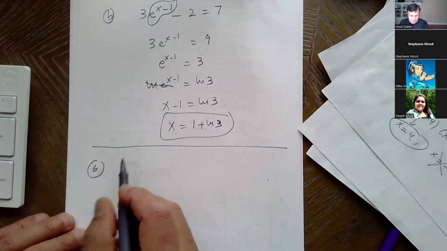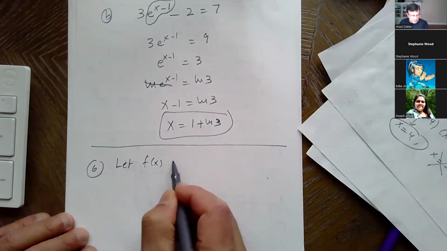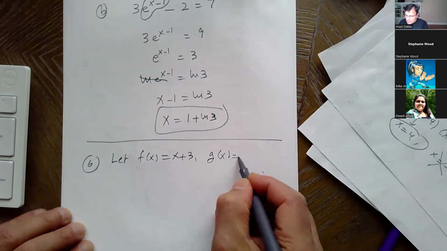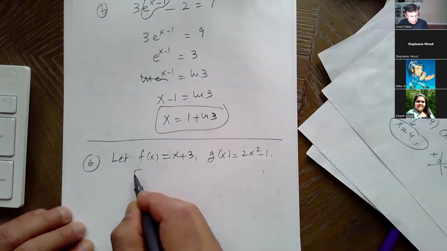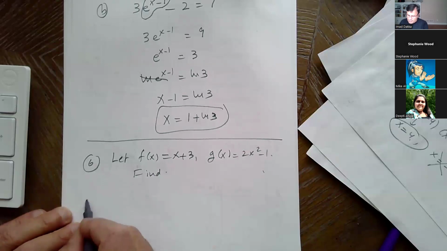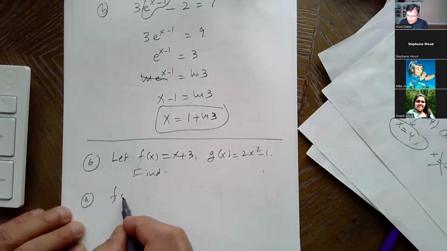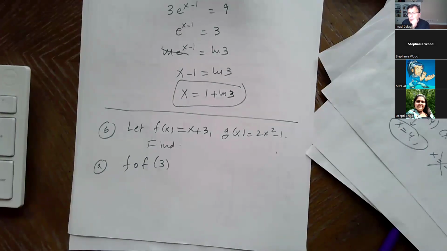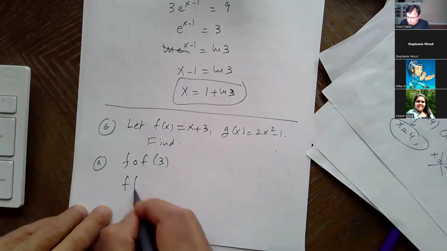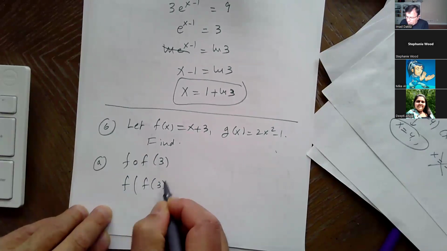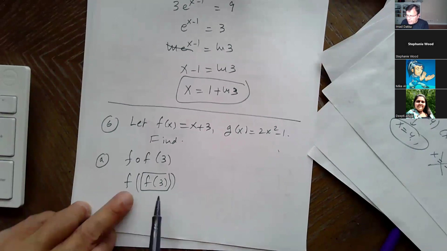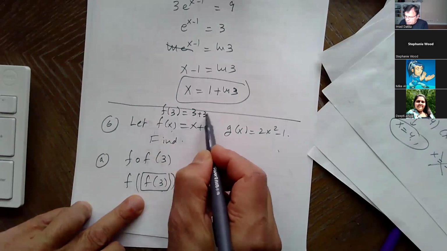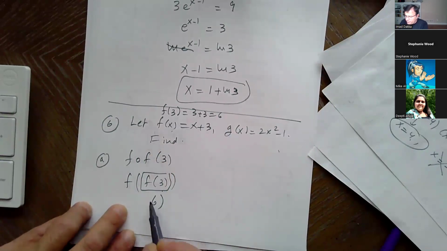Number 6. So we're given f of x equals x plus 3, and another function g of x equals 2x squared minus 1. We need to find a couple of things. First part, f composite f of 3. So basically what this means is, it's like finding f of 3. We always start inside out. So for f of 3, we plug the 3 in there. f of 3 is 3 plus 3, which is 6.